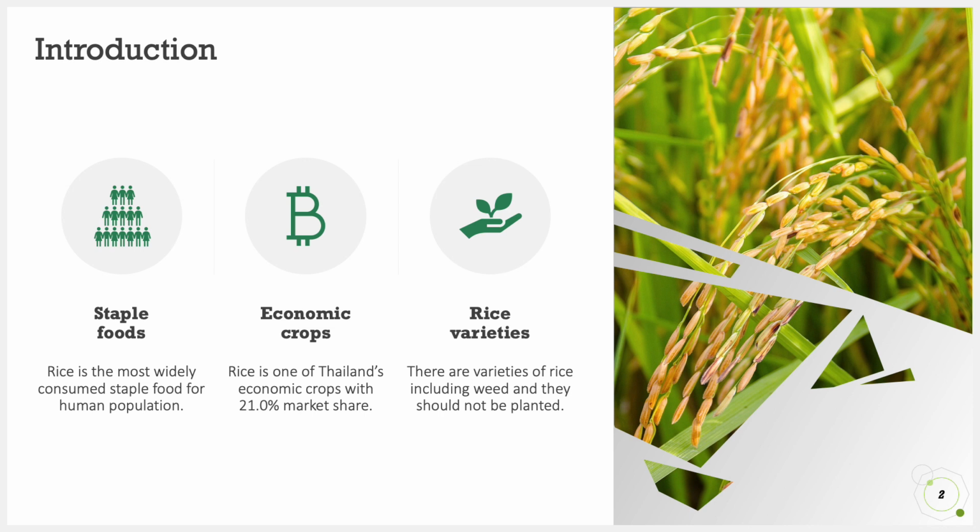First of all, rice is a staple food for more than half of the human population. Moreover, rice is one of the most important economic crops for Thailand. But some varieties of rice are considered weedy rice, which produces 80% less product compared with cultivated rice.